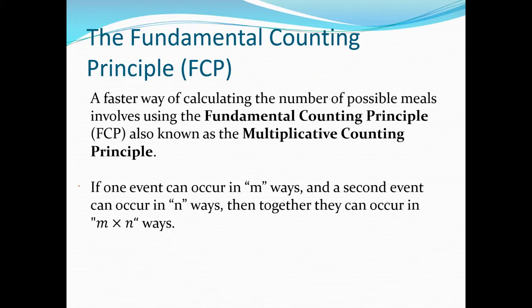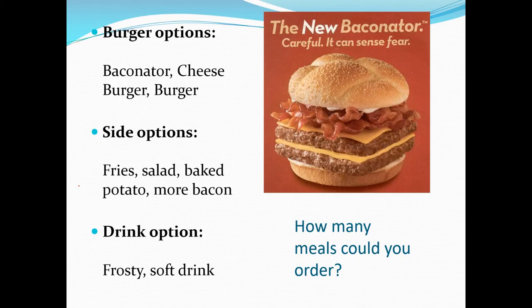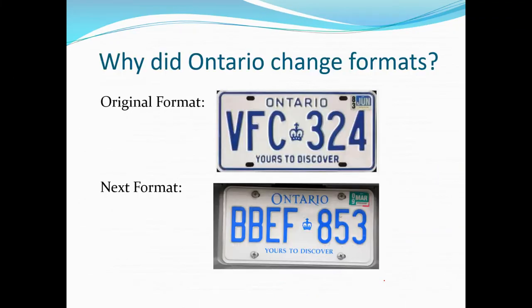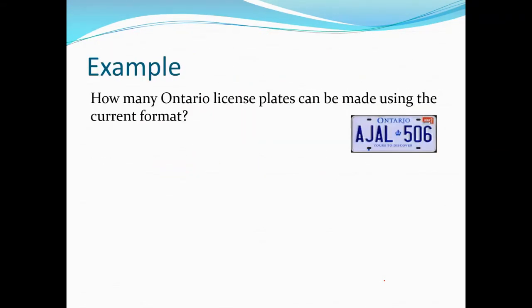So I might actually flip back to our first slide. We could apply this to the Wendy's problem. We had 3 options for burger, 4 options for our side, and 2 options for drink. And so with this particular menu, you'd have 24 different options. The fundamental counting principle, or FCP, is really easy to apply. So let's get some practice applying it.